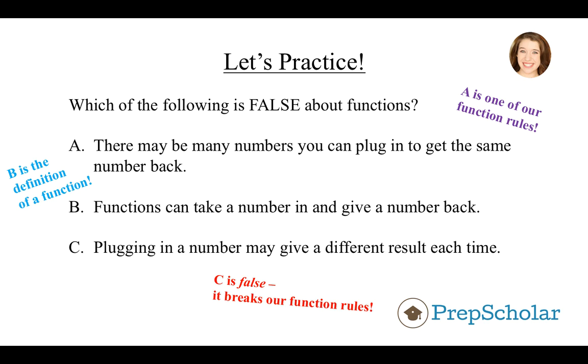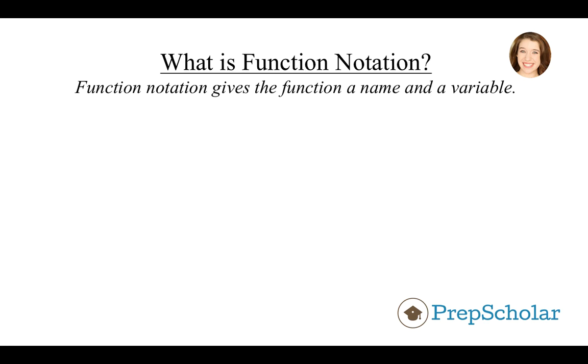Okay, now that we understand these function rules, let's talk about function notation. What is it? Well, function notation gives the function a name and a variable. What does that look like? Well, let's go ahead and see if we can put this into practice. Let's say that we have a function. The function of x is equal to 3x plus 8. Okay, so that's our machine. When we put in a certain number, we're going to get a certain result.